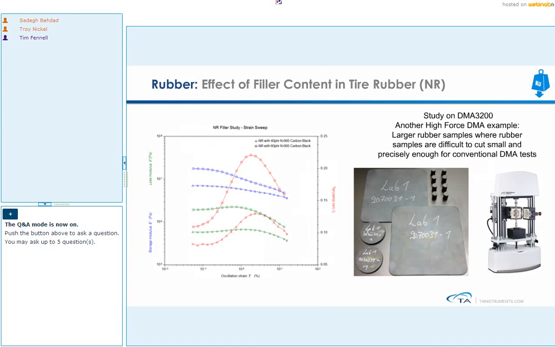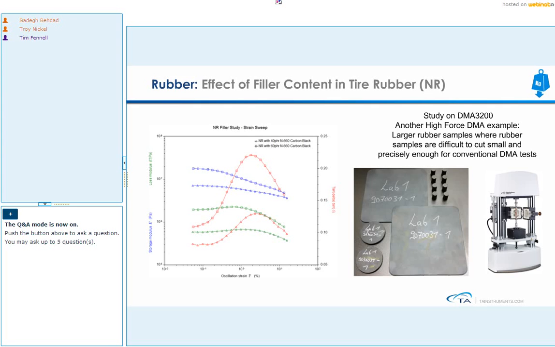So here is another example. Here we are looking at filler content in tire rubber. This was a natural rubber. The study was done again on DMA 3200 here with a different type of oven. This is a smaller oven. And here we are looking at two natural rubber compounds. One had 40 parts per 100 rubber of carbon black, and the other had 60 parts per 100 rubber of carbon black. Here's a strain sweep.